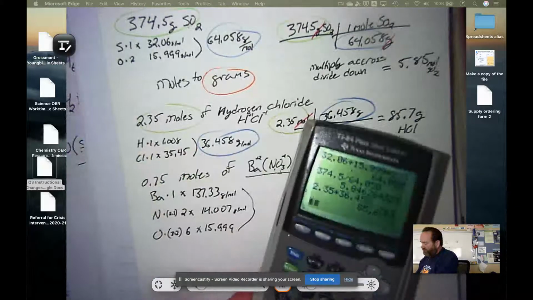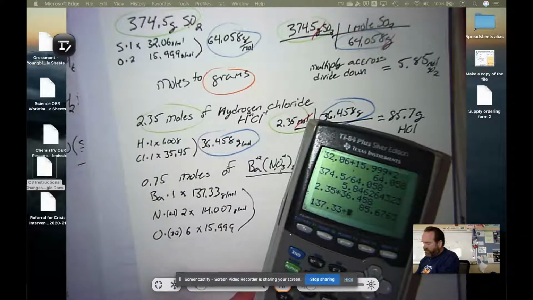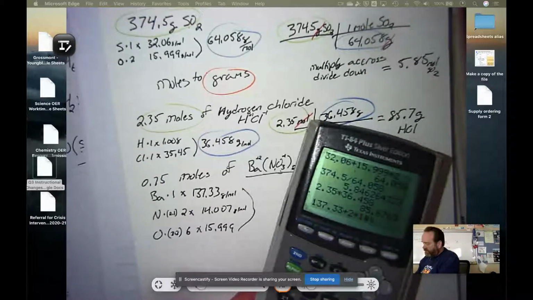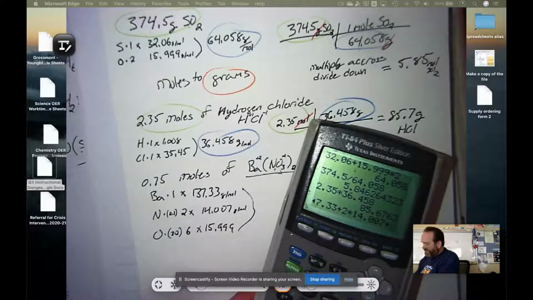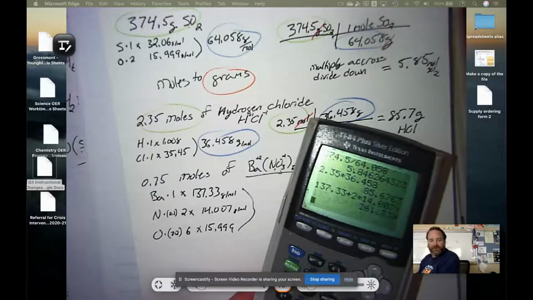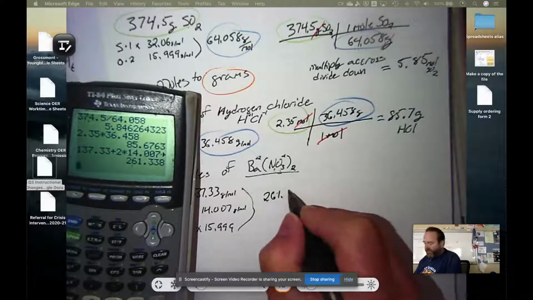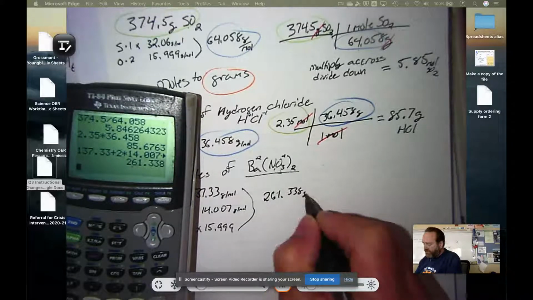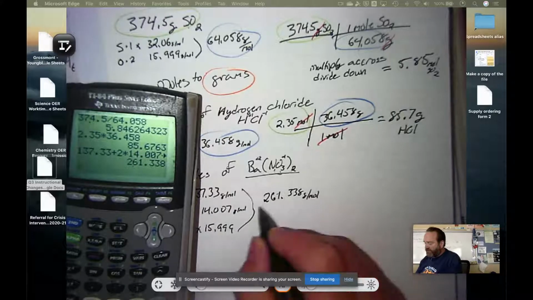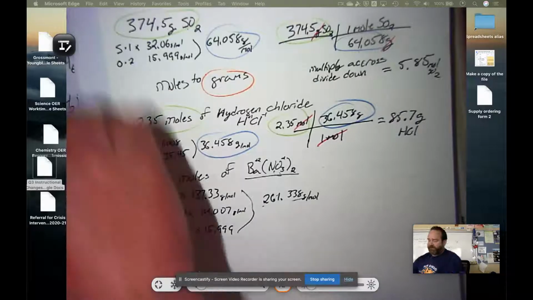Let's see, 137.33 plus 2 times 14.007 plus 6 times 15.999. There we go, 261.338 grams per mole. Notice when I'm doing my conversions, I do leave all the digits on the calculator. I let that work that way to help me out.